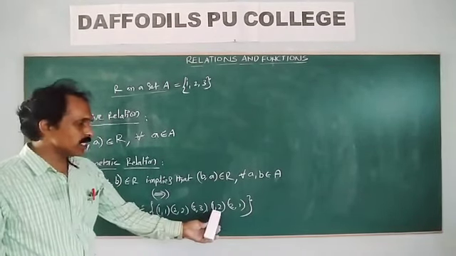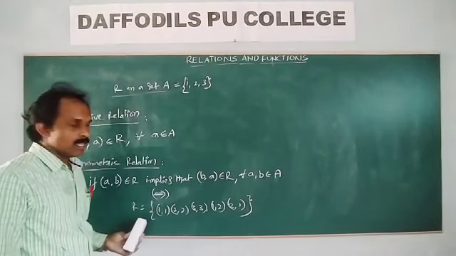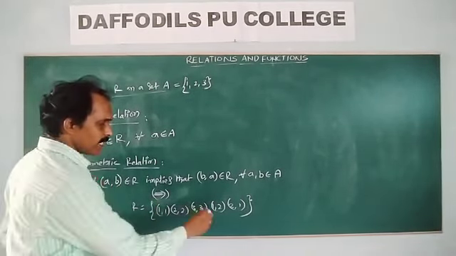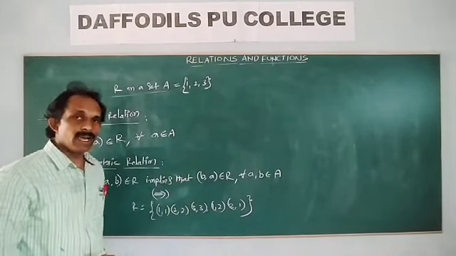I can consider here (1, 2) in this relation. Then what is A, B? What is BA? BA means (2, 1). (2, 1) is also in this relation. So (A, B) belongs to R implies that (B, A) also belongs to R.